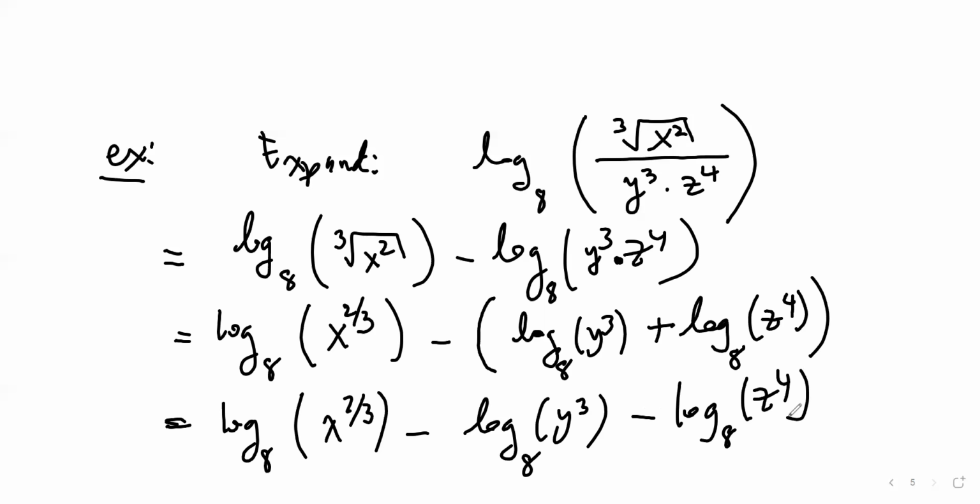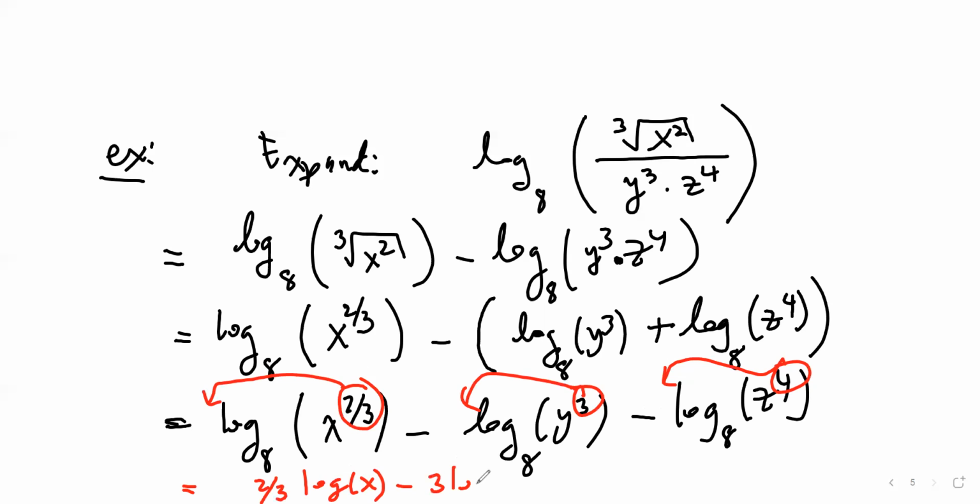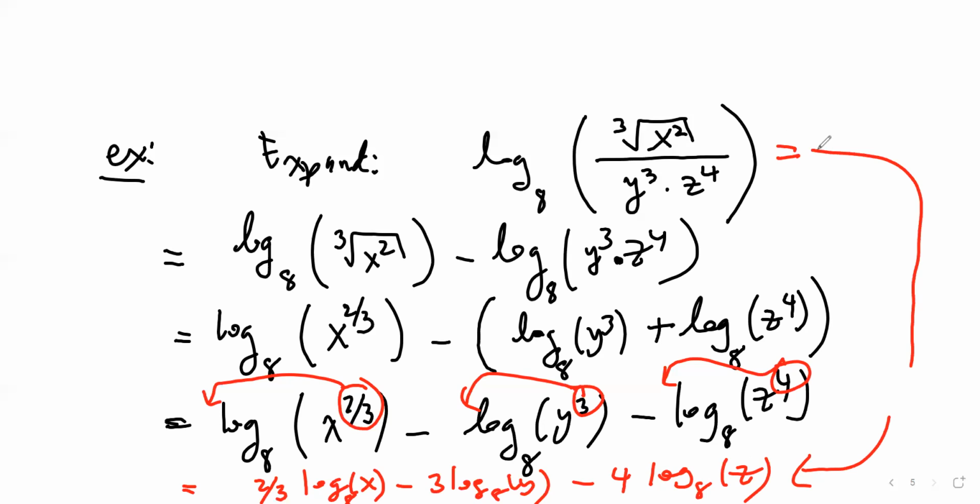Now there's only one thing left to do, which is moving each power in front of the log. If you have any, just move all of them. So 2/3 times log base 8 x minus 3 times log base 8 y, and then minus 4 times log base 8 z. And that will be the full expanded form. So I started with this, and I expanded fully as follows using the 2 properties. And you can do this with combining too.